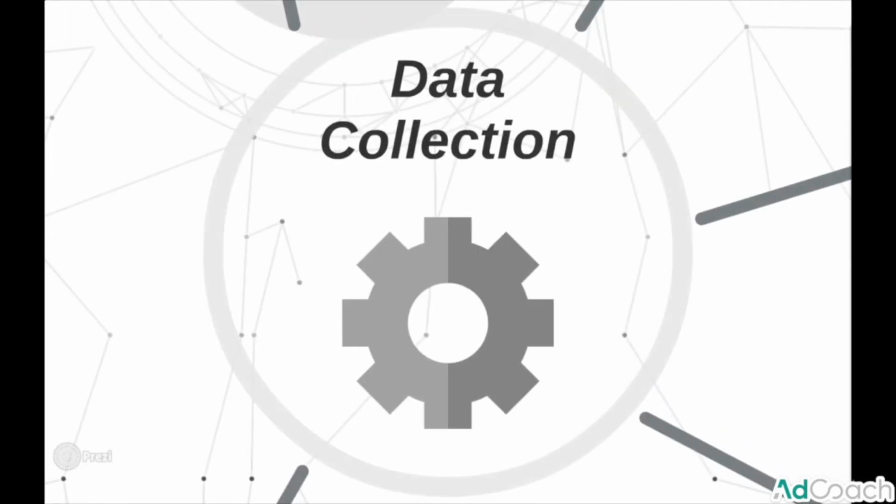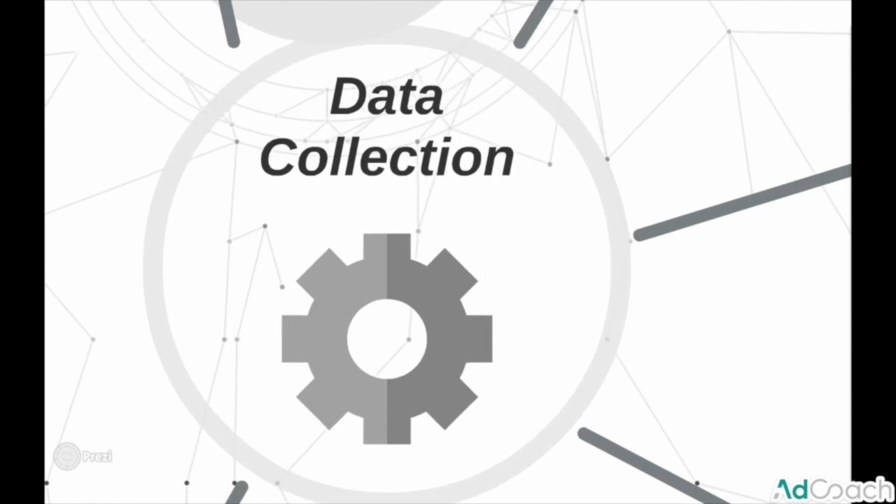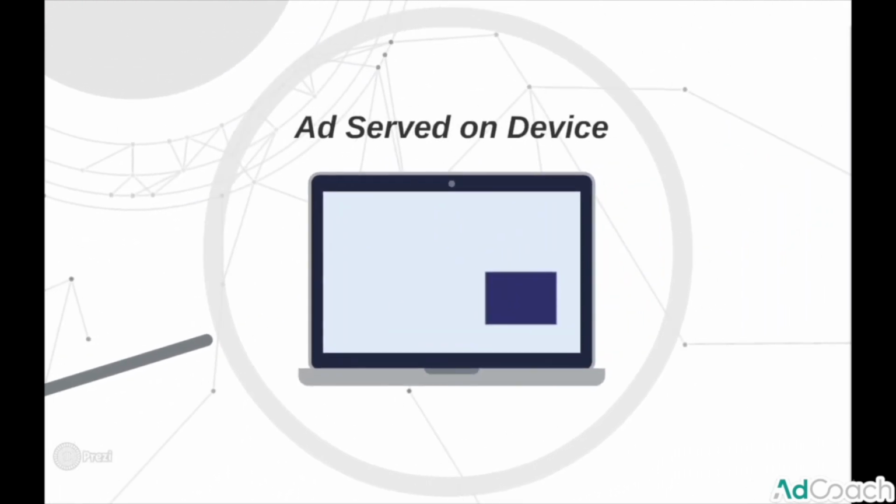Alright, now that we've discussed data categories, let's talk about how that data is actually collected. The first is an ad is served on your device. So I mentioned that your device is collecting cookies all the time unless you go and erase them. So how does that cookie actually get to the advertiser?